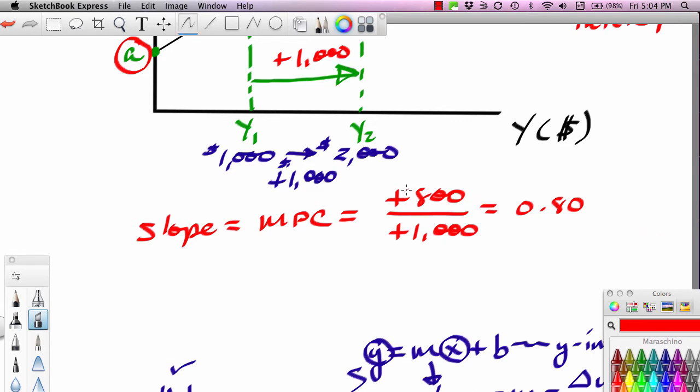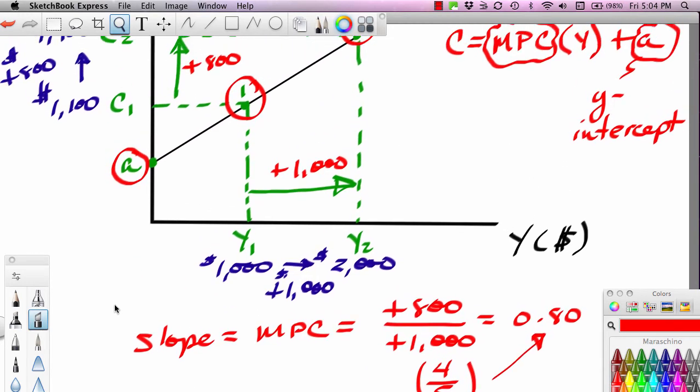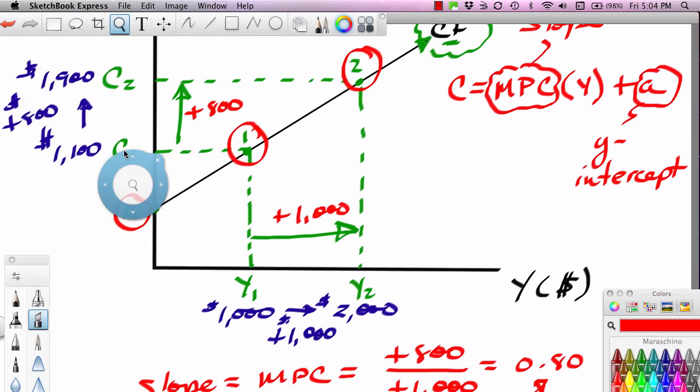0.8. Actually, if you reduce this fraction, it would reduce down to 4/5, and if you divided 4 by 5, you get 0.8. All right, so now we have the slope. Now let's go ahead and scroll back up. I think we have a little bit of room up here we can use. So let's pick a coordinate.